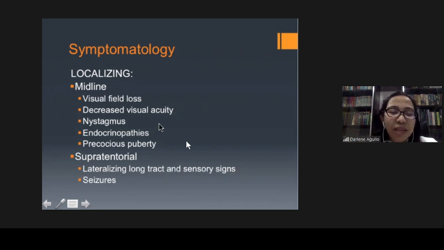Endocrinopathies, we mentioned this for hypothalamic pituitary tumors, precocious puberty. So localizing siya. Nasa sellar, suprasellar area yung tumor mo. For supratentorial areas, mas mabilis na mag-localize. You will have lateralizing long tract signs, long tract and sensory signs, contralateral to the lesion, and you will have seizures if the patient's tumor involved the gray matter.